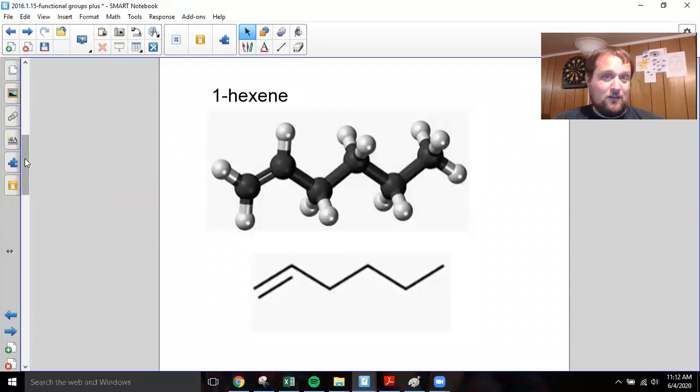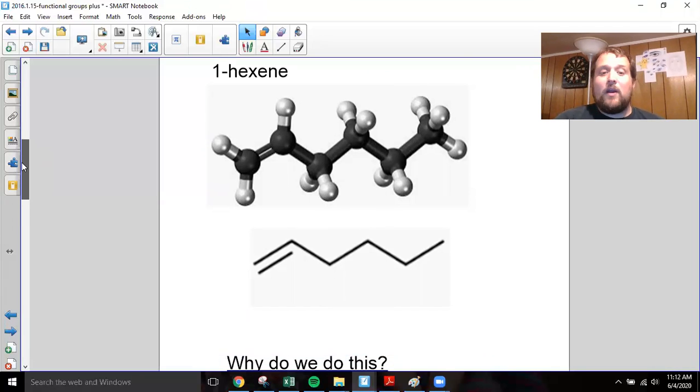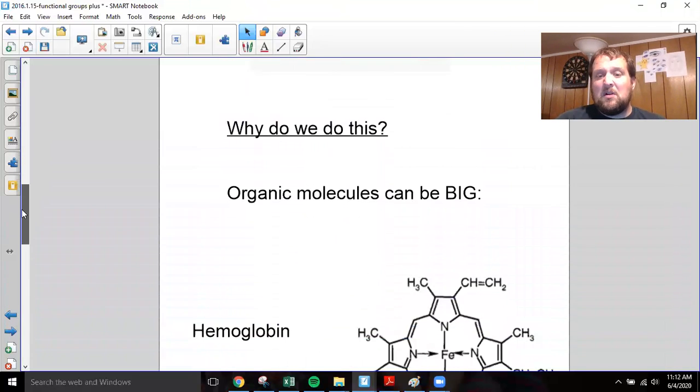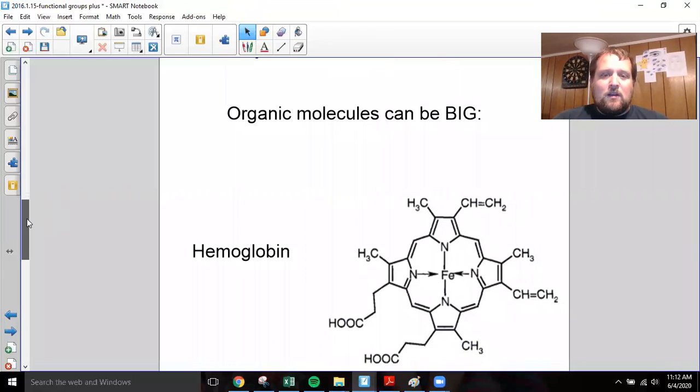And once again, they developed this method because they needed a way to talk about, for example, hemoglobin. And this is a small example. Hemoglobin, this is part of it. Hemoglobin is the protein in your blood that actually carries the oxygen. And this is the heme portion of it. At the center of it is a little iron atom, and that's what grabs onto the oxygen and carries it to the rest of your body.